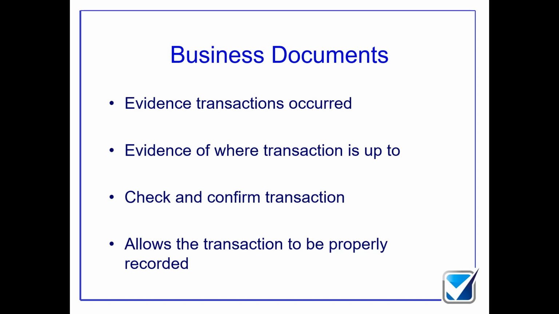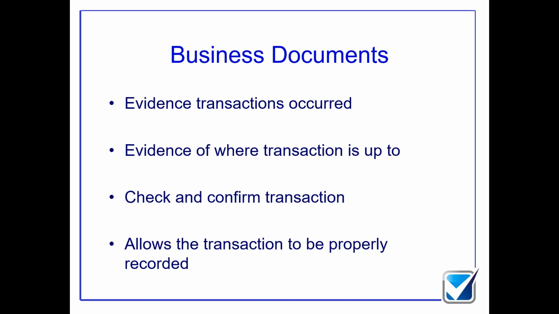So I can guarantee that certain things have happened. So there's the evidence for the transactions. If it's a larger transaction which has taken place over a period of time, this will now tell me exactly where we're up to within that transaction. So I now know what needs to happen from my end to make sure the transaction now becomes complete.